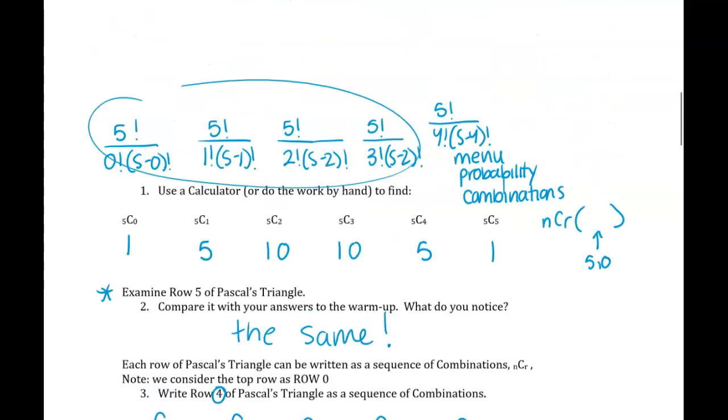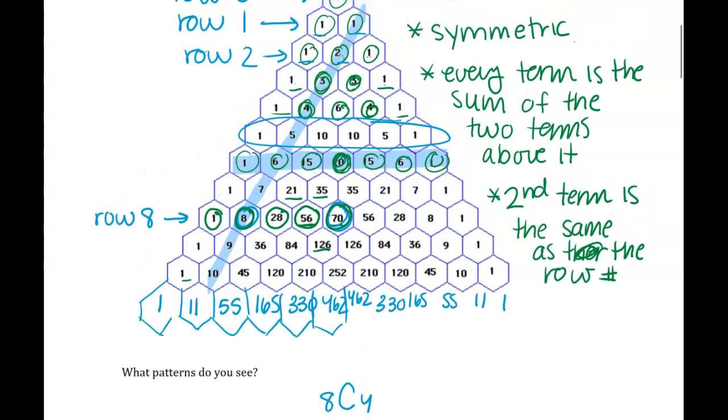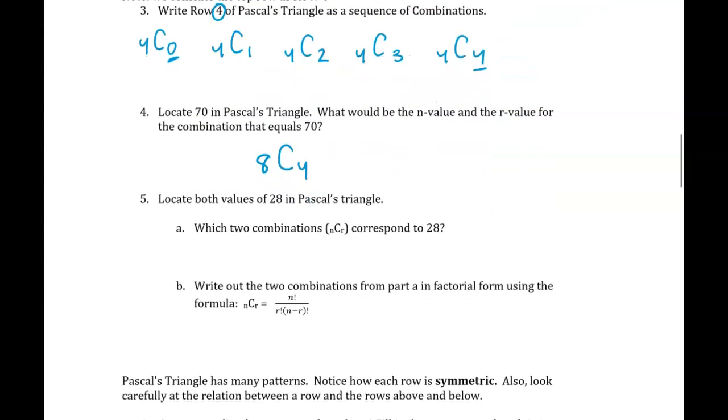Let's look for 28. I guess there's 2 of them. So if we look for 28, there's one, and there's one. So this one right here, well, our n, it's row 8, so it's 8c, and this would be 0, 1, 2, so 8c2. 0, 1, 2, 3, 4, 5, 6. 8c6 would give us the other one. So 8c2 and 8c6.